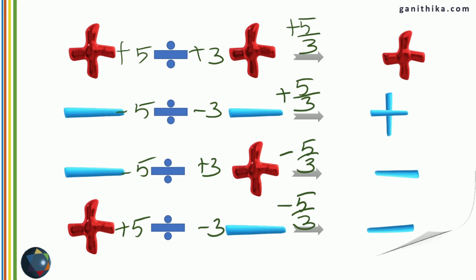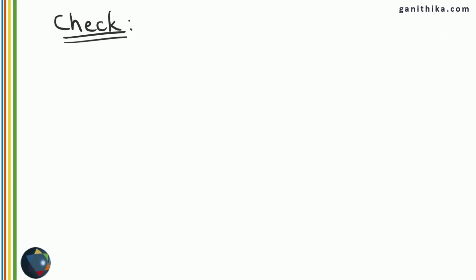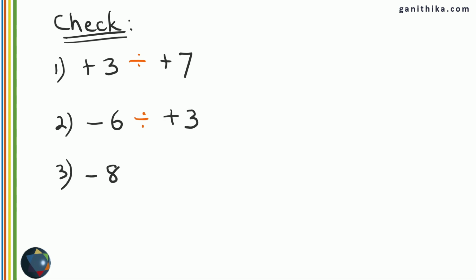So let's proceed to see whether you have understood division or not. The first question is positive 3 divided by positive 7. Next is negative divided by positive. Next is negative divided by negative. Next, positive divided by negative, obviously. So try to answer these questions. Wherever the fractions are simplifiable, give the simplest form.